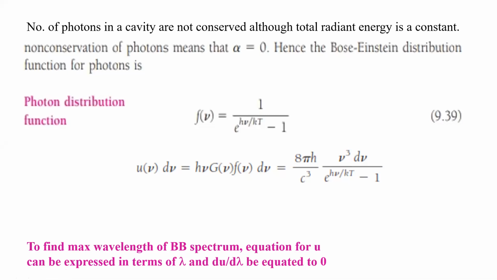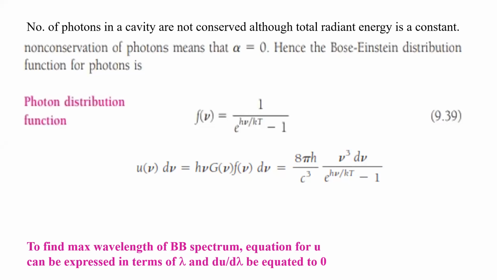I have been mentioning this several times, that photons and phonons are the only two exceptions which will not follow the basic general rule applicable on all other systems of statistical mechanics. And that is, the number of photons in a black body radiation is not constant. So, because of non-conservation of photons, why is it not constant?